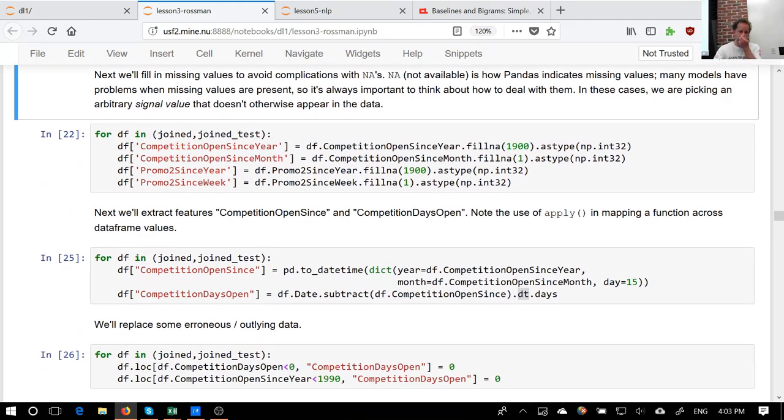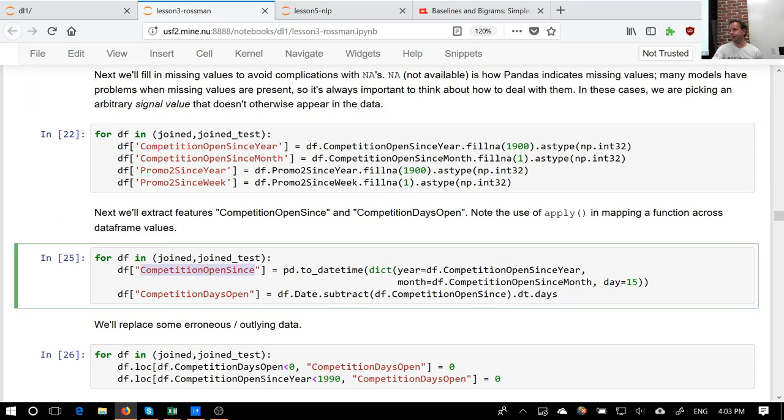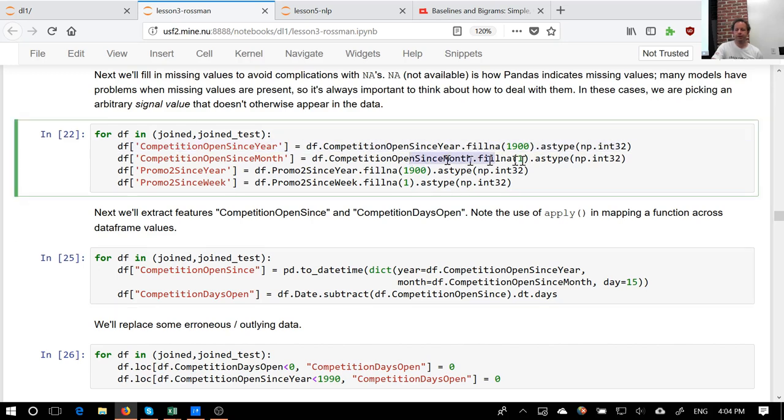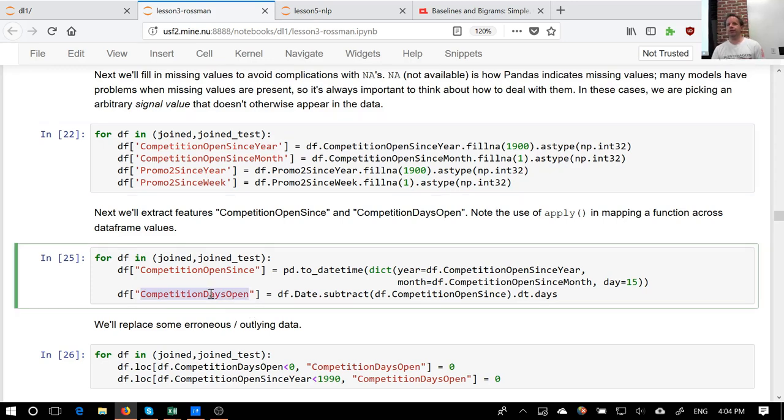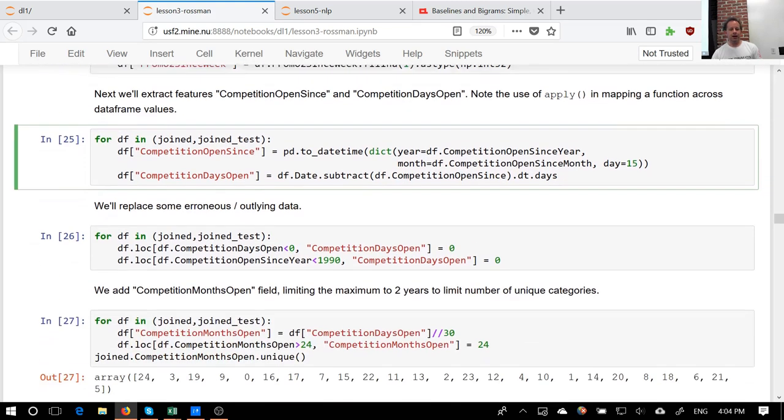And then in a moment, we're going to try to create a competition feature. The main competitor for this store has been open since some date, right? And so you can just use pandas to_datetime, passing in the year, the month, and the day, right? And so that's going to give us an error unless they all have years and months. So we're going to fill in the missing ones with a 1900 and a 1, okay? And then what we really wanted to know is how long this store has been open for at the time of this particular record, right? So we can just do a date subtract. Okay.